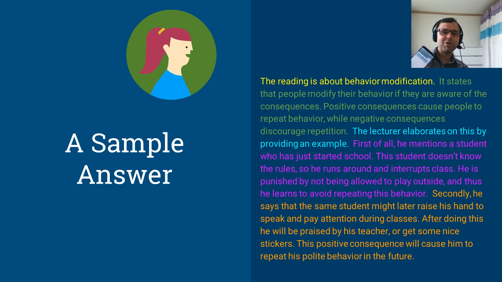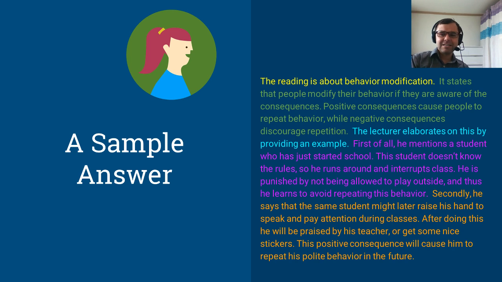The reading is about behavior modification. It states that people modify their behavior if they are aware of the consequences. Positive consequences cause people to repeat behavior, while negative consequences discourage repetition. The lecturer elaborates on this by providing an example. First of all, he mentions a student who has just started school. The student doesn't know the rules, so he runs around and interrupts the class. He is punished by not being allowed to play outside, and thus he learns to avoid repeating this behavior.